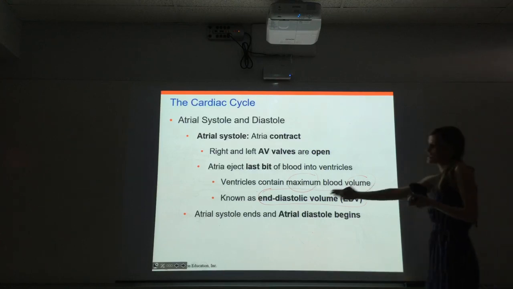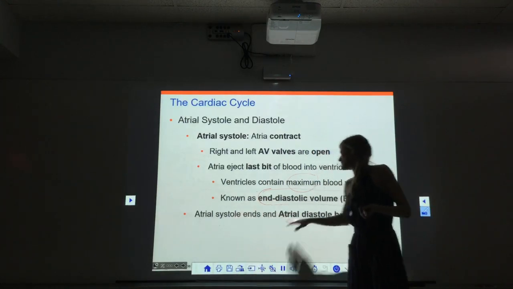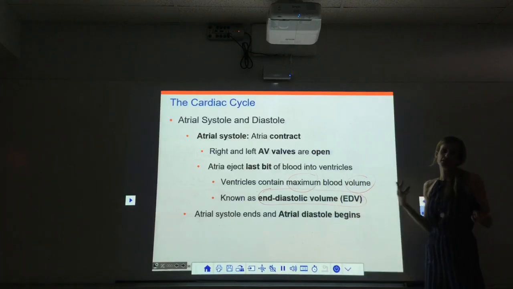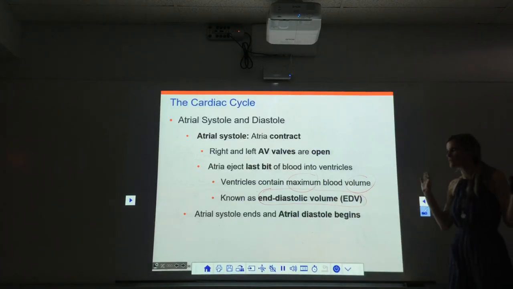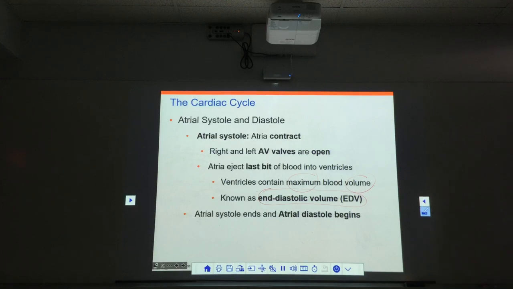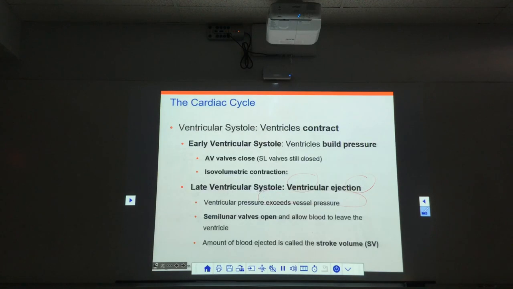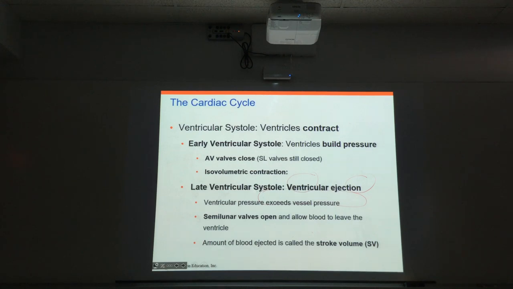At that point, the atria stop contracting. Systole ends and diastole begins. So the atria can relax and they're gonna stay relaxed until the next cardiac cycle begins. So EDV is max volume. End diastolic volume is maximum volume.